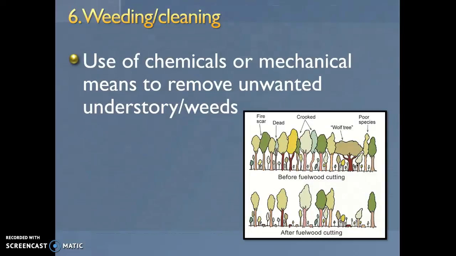The 6th one is weeding and cleaning. And weeding and cleaning is the use of chemicals or mechanical means to remove unwanted understory or weeds. So that is cleaning out, and that is before a fuel wood cutting in the top picture and after a fuel wood cutting in the next picture.